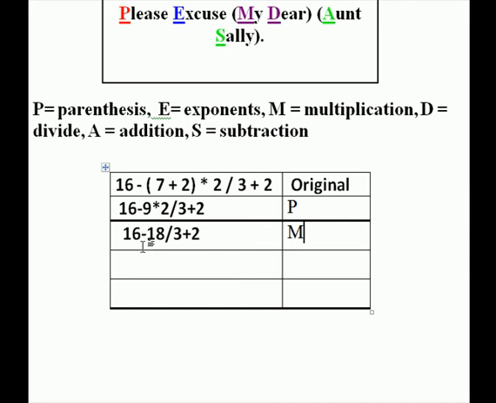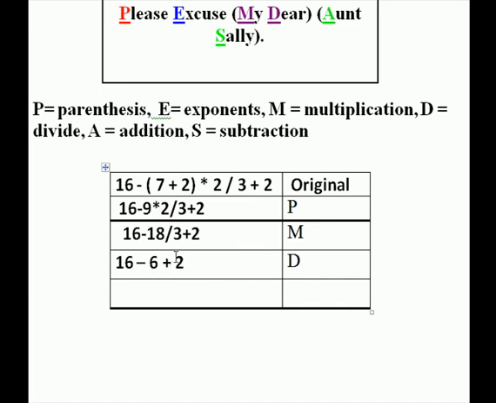Now I have subtraction, division, and addition. So the next thing I have to do in the order of operations is division. So I bring down my 16, I bring down my minus sign, and 18 divided by 3 is 6. Then I bring down my plus sign and my 2. And so I just did division, so I come over to here and I say D because I just did division. And now I evaluate the last 2 steps.